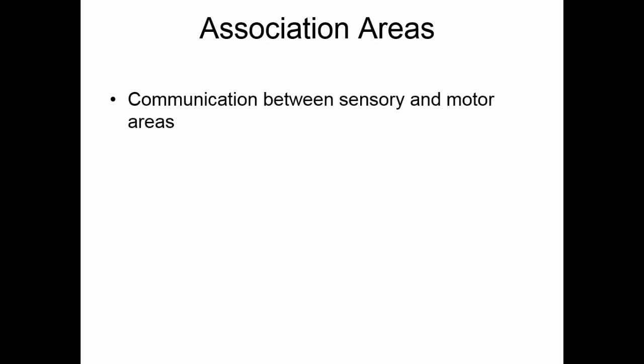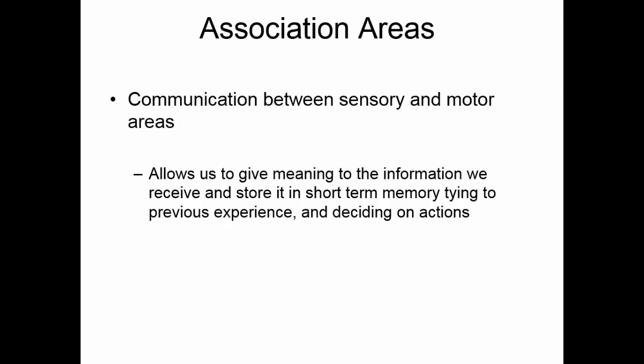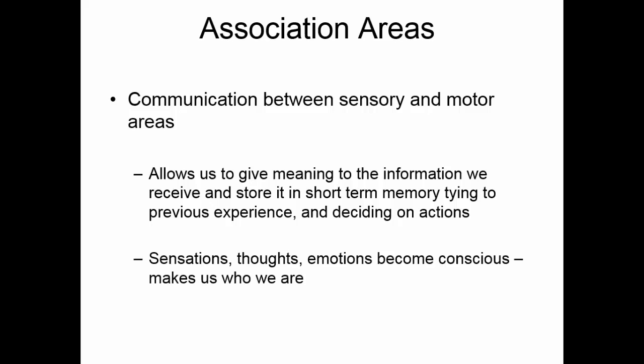The association areas are communication between the sensory and motor areas. This allows us to give meaning to the information that we receive. It also allows us to store this information in short-term memory, tying it to previous experiences, and it helps us decide on what we're going to do with this information. The sensations, the thoughts, the emotions all become conscious. It makes us who we are.